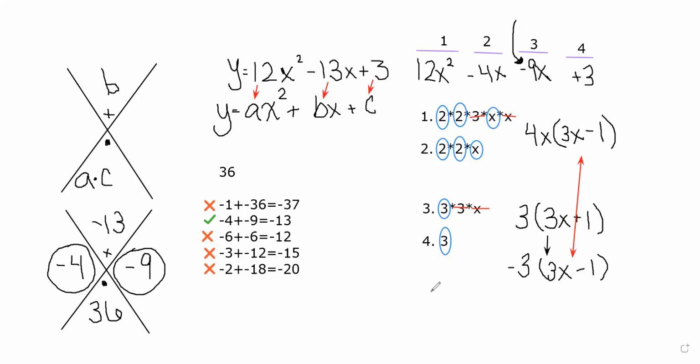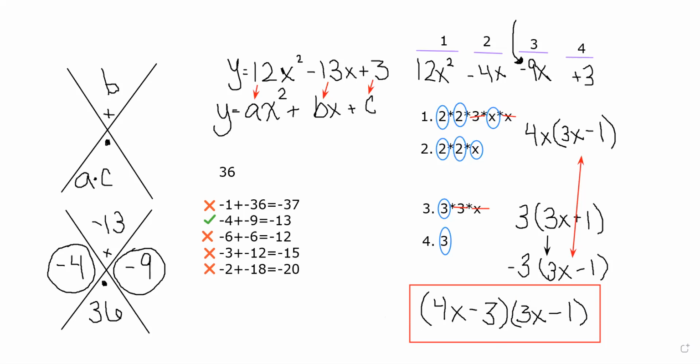So our final factors: 4x minus 3, 3x minus 1. And I got the 4x from here, the minus 3 from here, and the 3x minus 1 from here. Questions?